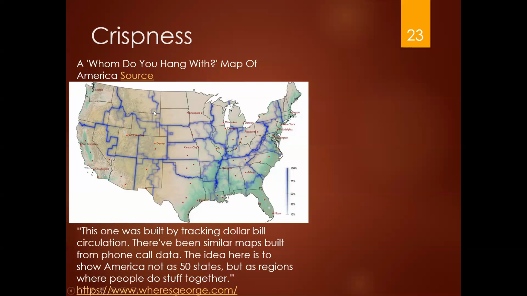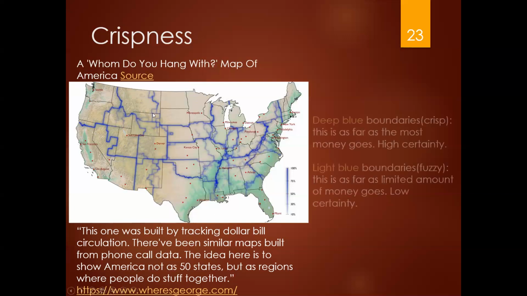But we still have some very blurry boundaries, less crisp, right? It's not that crisp. So it means that, okay, here is a boundary between two regions, but we're not sure about the movement of $1 bills between these two regions. The less crisp boundary means that it's possible that some $1 bills will go across this boundary, okay?